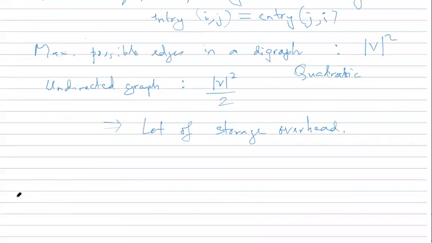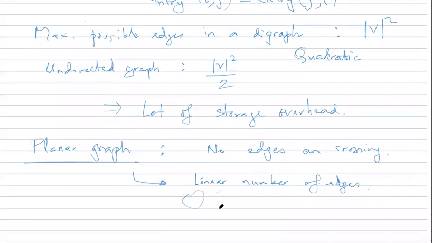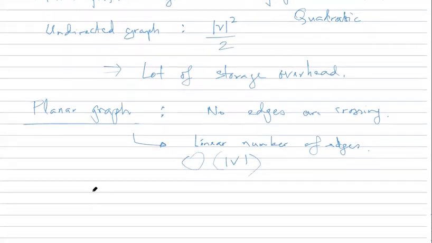There are two kinds of graphs I just want to very quickly point out, definition-wise. Planar graphs are those where no edges are crossing. As a result, there is a linear number of edges as opposed to quadratic. So here, the order will be order of V.